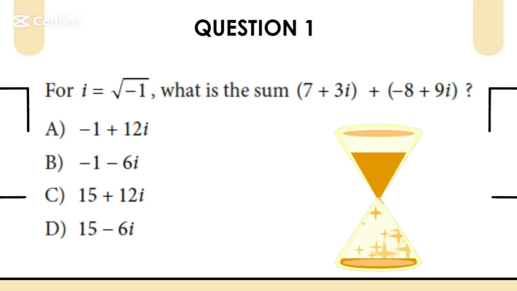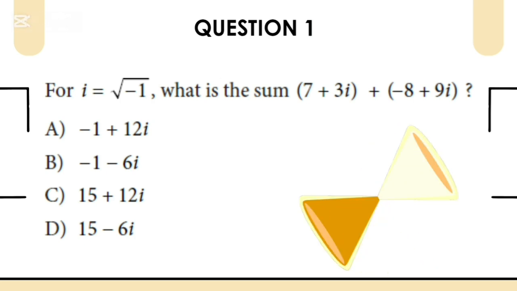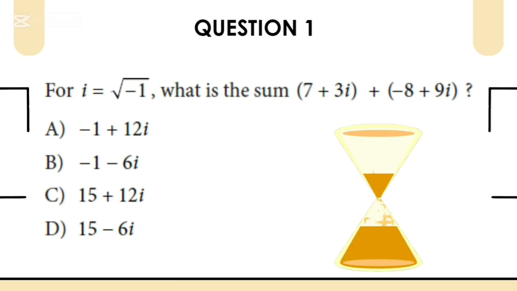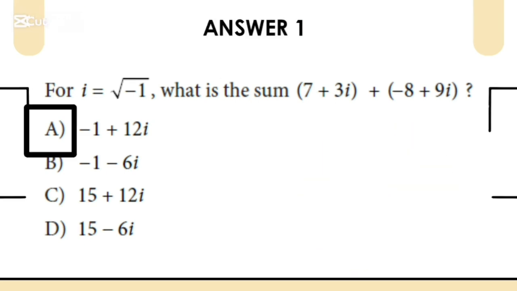Take a moment to think about your response before we discuss the answer. Great! Let's take a look. The correct answer is the first option. To calculate this, we simply add the real and imaginary parts separately. For the real parts, we have 7 plus negative 8, which equals negative 1. For the imaginary parts, we have 3i plus 9i, which equals 12i. Putting it all together, we get negative 1 plus 12i.